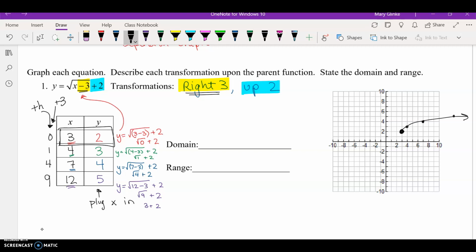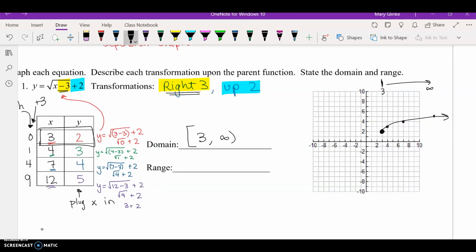So if you think of your normal square root graph, we said we were supposed to move right 3 and up 2, and we can see that this graph supports that. So now our domain from left to right is going to start here at 3 and go to the right forever. So our domain is going to be [3, infinity). And our range is going to start here at 2 and go up forever. So it's going to be [2, infinity) for that one. So that's how we graph our square root functions.